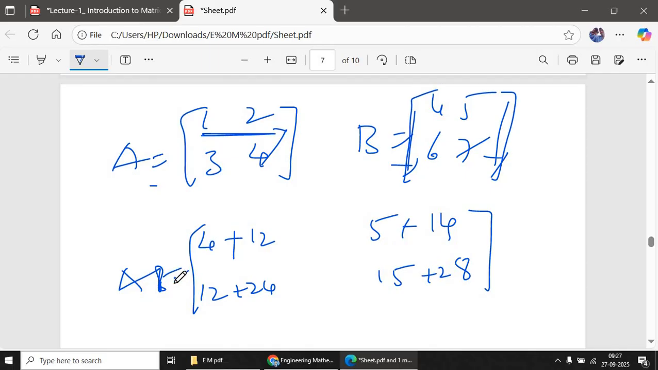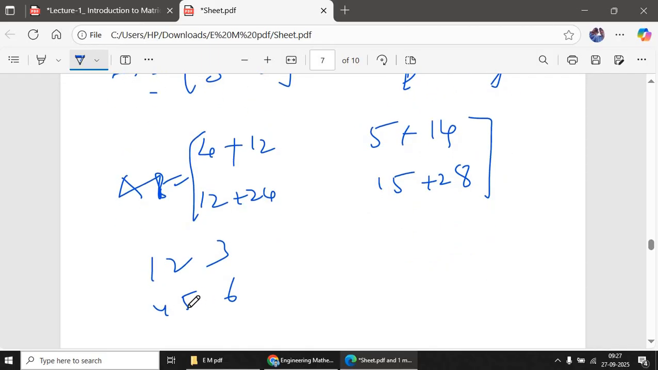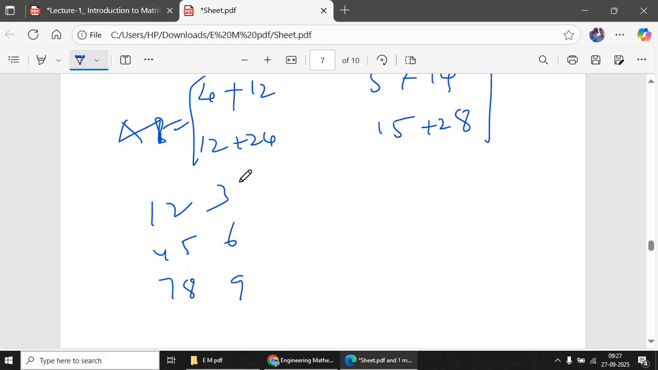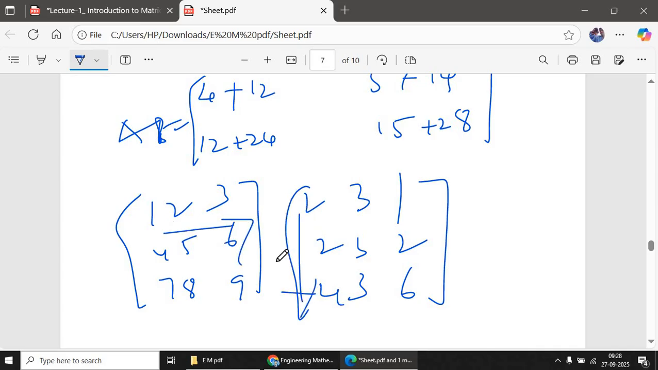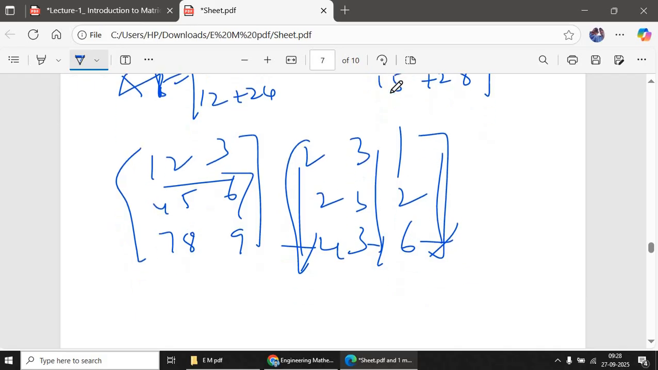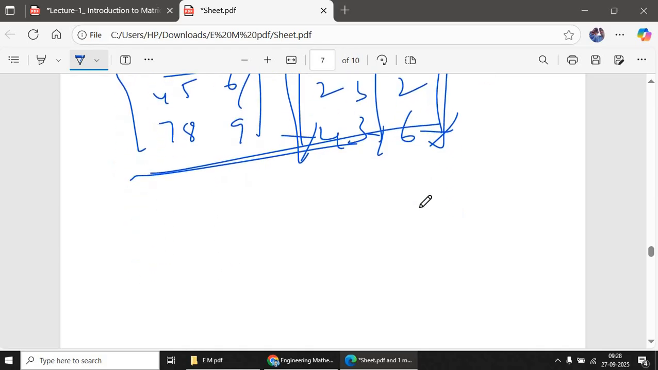Similarly, whatever the dimension is, for example 3 cross 3, the procedure will be the same but the calculation will be difficult. You need to practice. When you practice more questions, you will get it very easily. Nowadays you can use a calculator, so many calculators are available. So this is about addition, subtraction, and multiplication.